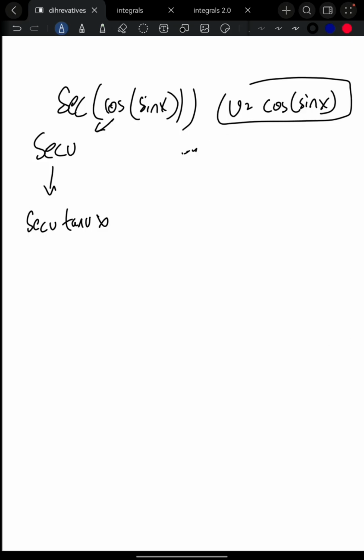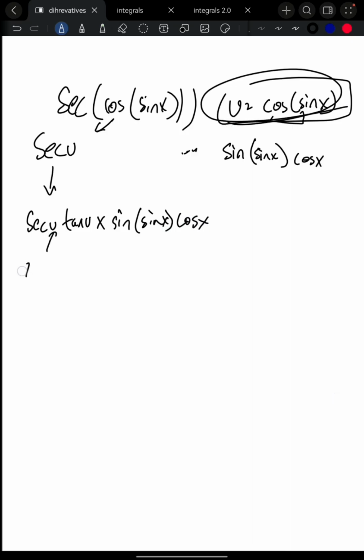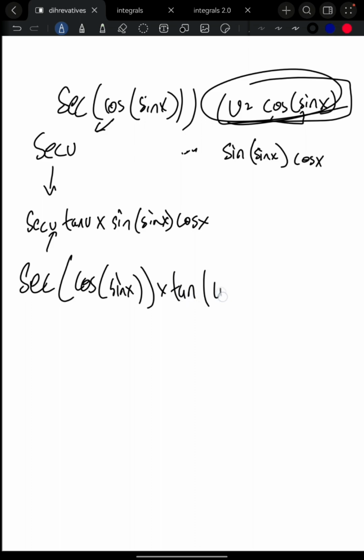Okay, fine. Derivative of cosine of something, that's just negative sine of it. But you also have to multiply by the derivative of the inside, which is cosine x. So that's the final: secant u, times sine of sine x, times cosine x, and we know u is just this, so you sub this back in, so you get secant of cos of sine x, times tan of cos of sine x, times sine of sine x, times cos x. Okay, that's the final answer.